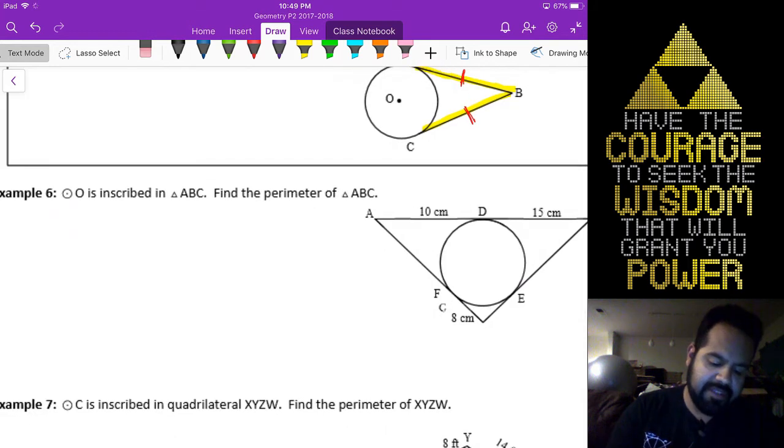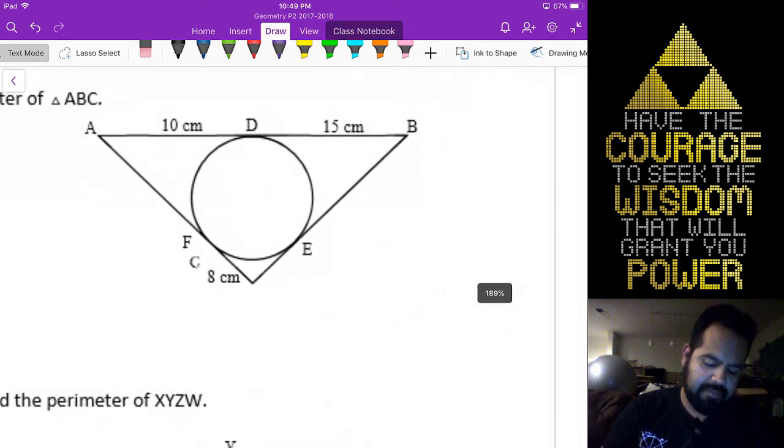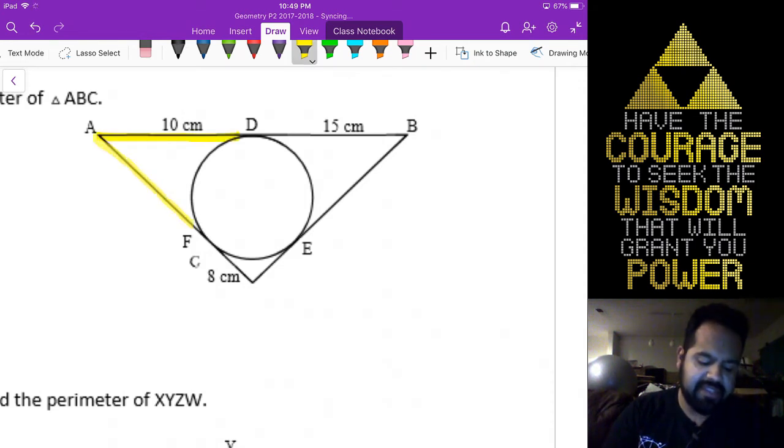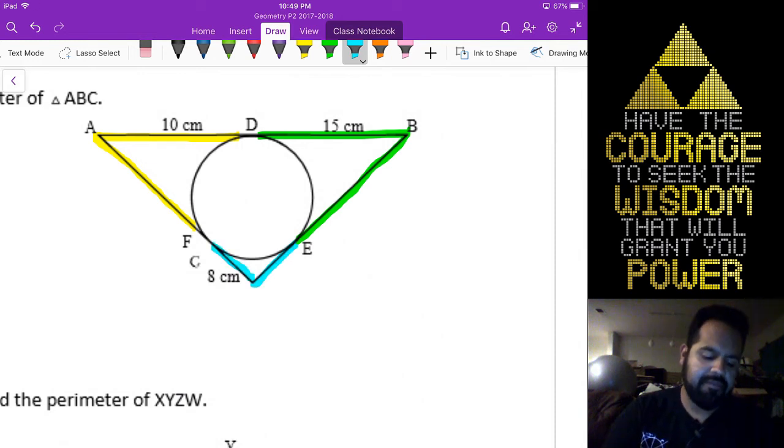And you have to know that the circle is inscribed. So our circle is inscribed in the triangle. So automatically I know, hey, these two are equal because they are tangent lines. These two are equal. They're also tangent lines. And lastly, these two. So if this segment is 10, that means this segment is also 10. If this segment is 8, that means this side is also 8. And lastly, this is 15, so this side is 15.